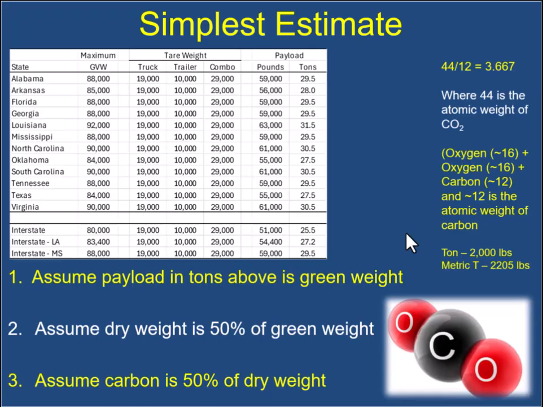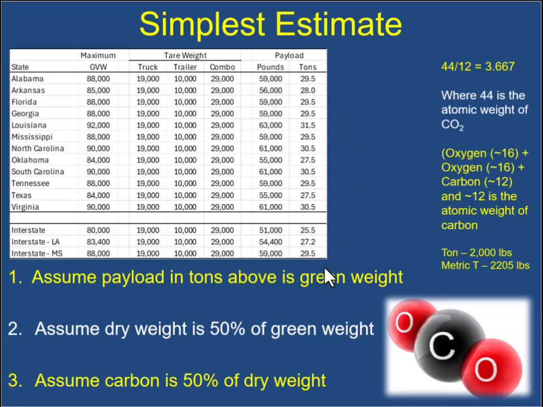And so here's the simplest estimate. We have our maximum GVW, we have our unladen tare weights, and then we have our payloads. And so we're just going to make the assumption that this is green weight. Once again, it's not going to be dry weight per se, because usually they're going to sever the tree, get it skidded, and then load it onto the trucks pretty quickly and head off to the mills. But you could lose a little bit of weight. But once again, that height restriction is going to kind of limit that.